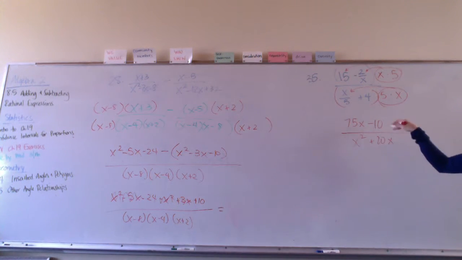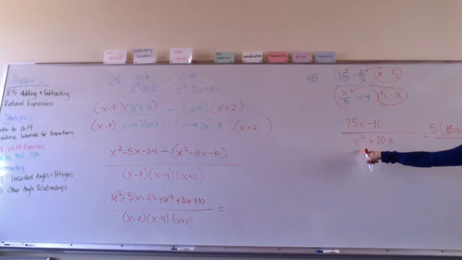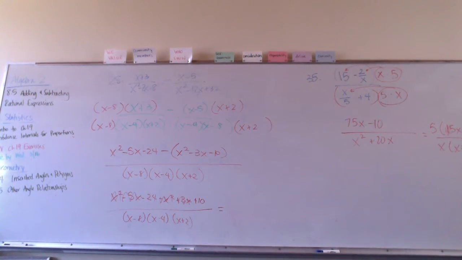Now, I should factor just in case to make sure nothing cancels. So what do 75 and 10 have in common? 5. So this becomes 5 times 15x minus 2. Is that right? And this has an x in common, and this would be x plus 20. So there's no other common factors. So that guy's simplified.